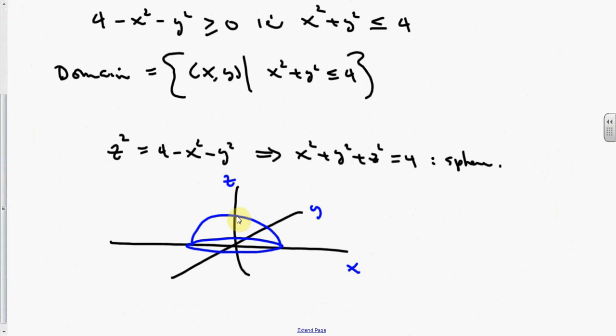What's that top value up here? What's that number? What's the radius for the sphere? So z goes from what value to what value? 0 to 2. That's the range.